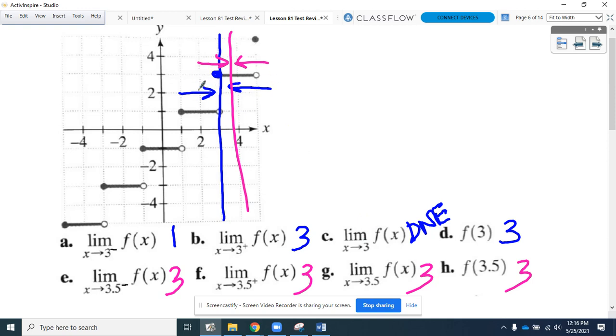This is just like when you're checking a piecewise function without graphing, you're thinking about the left and the right. Then what is the actual function value is where the point is, which is up at 3. When you repeat the process for 3.5, at this pink here, everything's the same. From the left, from the right, the actual limit and the actual point are all at 3.